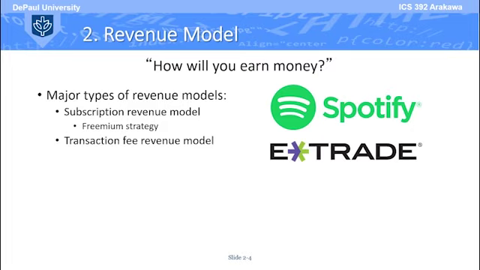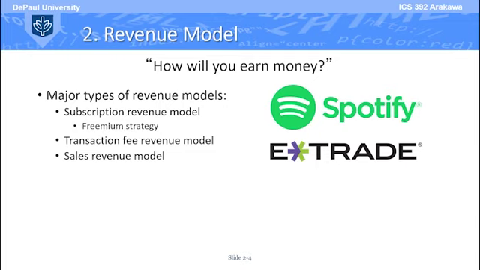The transaction fee revenue model is when you pay for a service that a website provides. For example, a stock trade like E-Trade, Scottrade. For example, a travel transaction, purchasing an airline ticket, making a hotel reservation. So all of that is based on getting a little commission based on transactions.